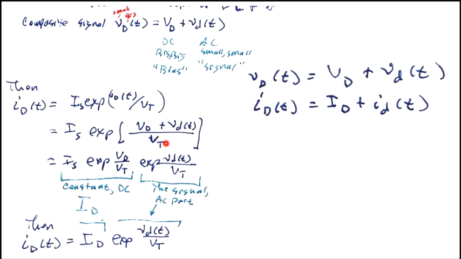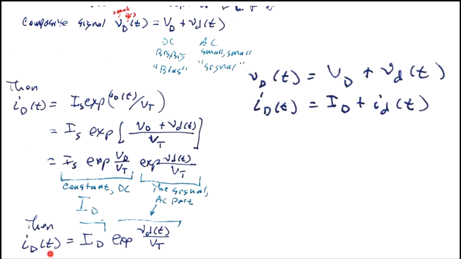And addition in an exponent is the same as multiplication, so I could separate these. So I have I_S e to the V_D over V_T. This is all DC, right? This is constant. And we would recognize that constant must be big I, big D, right? Big I_D would be a constant diode current, a DC constant, times e to the little v_d of t over V_T. And this is the AC signal.